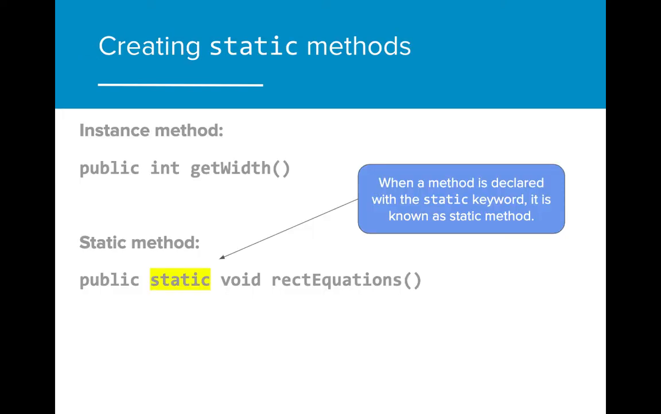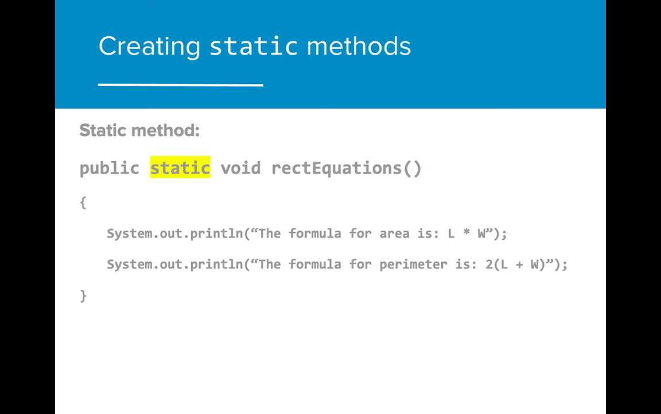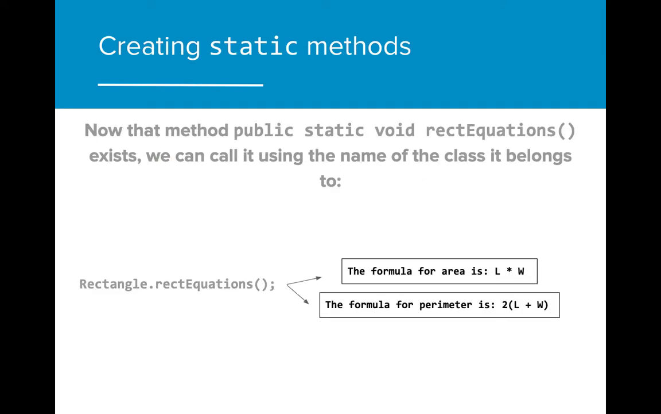To create a static method, we simply need to include the keyword static in the method declaration. This indicates that the method can be used by the class name itself, and not necessarily through a class object. Let's say we wanted to create a method that reminded us of the different equations that we could use on rectangles. We could create a static method that printed both the formula for area and perimeter. Now that the method rectEquations exists, we can call it using the name of the class it belongs to. When Rectangle.rectEquations is called, it executes the method even though there is no existing rectangle object.